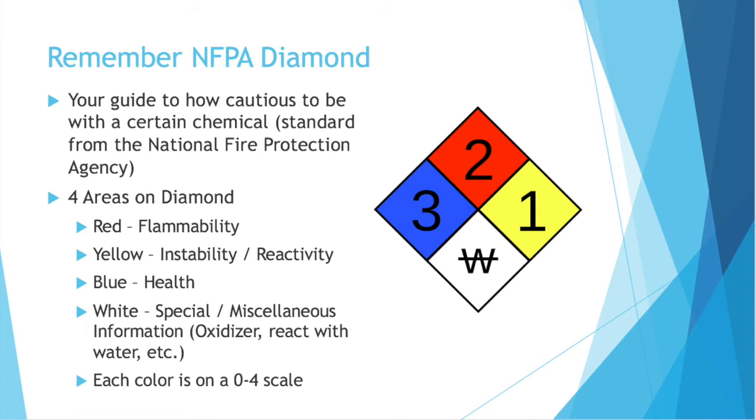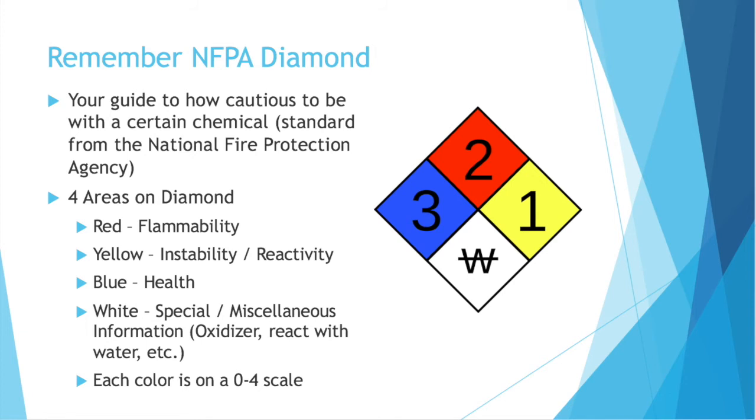But the other 3 are 0 to 4, and it's a scale for how dangerous they are in that relative area. Red is flammability, so a 0, it's not going to catch fire. A 4, it can catch fire very easily, at room temperature likely. It has a low flash point.